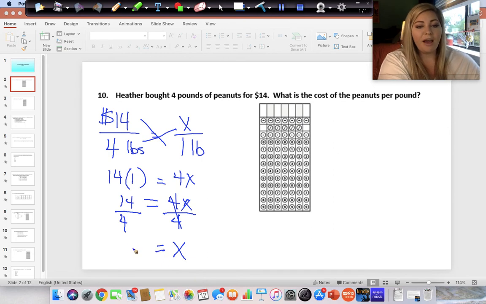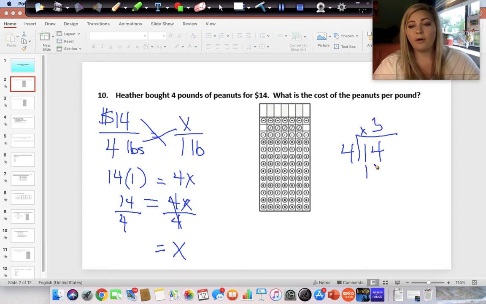Okay. And so now we need to do 14 divided by 4 to give us our answer. 4 cannot go into 1, but it can go into 14 3 times. 3 times 4 is 12. Subtract and we get 2. We need to put a decimal because we're talking about money here. Annex a 0 and bring it down. 4 goes into 20 5 times. 5 times 4 is 20. Subtract and we get 0.